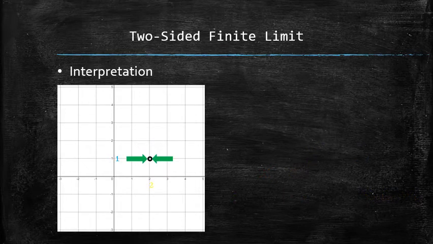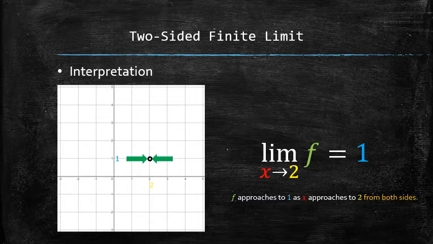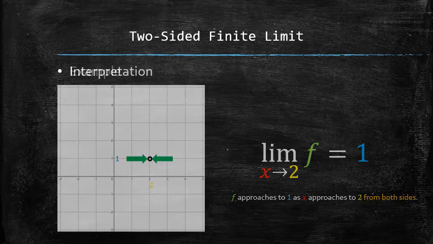For instance, that is what one would imagine when seeing the following limit statement. It shows that f approaches 1 as x approaches 2 from both sides, and that's all we can learn from the limit statement alone.